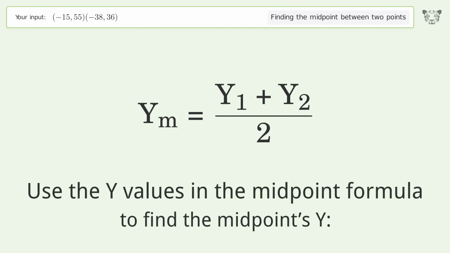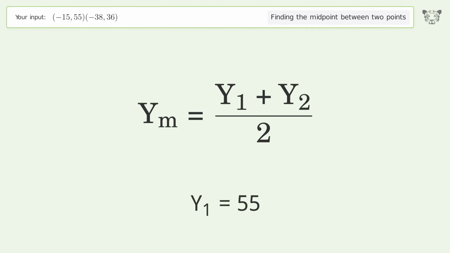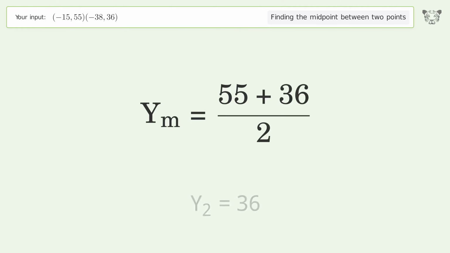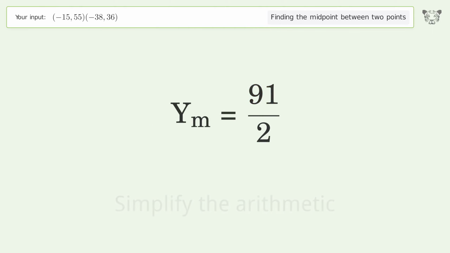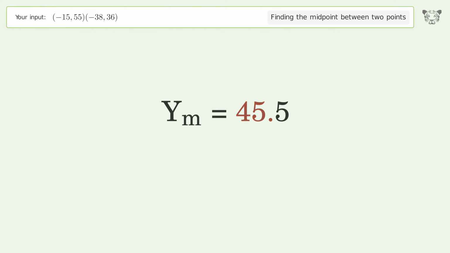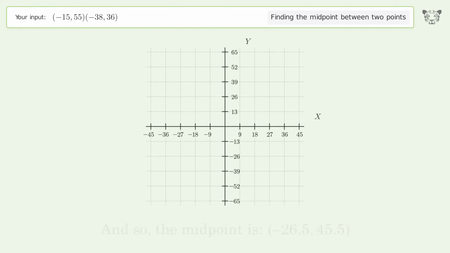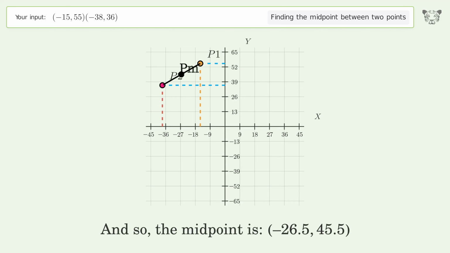Use the y values in the midpoint formula to find the midpoint's y. y1 equals 55. y2 equals 36. Simplify the arithmetic. And so, the midpoint is negative 26.5, 45.5.